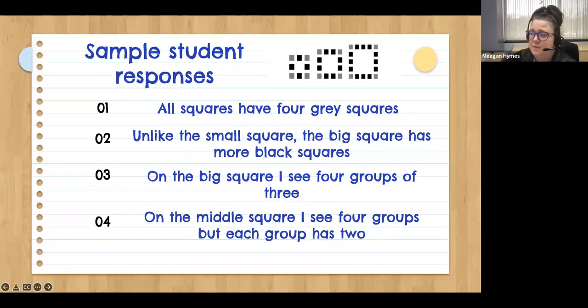Here's some sample student responses to these 3 squares. One of my favorites is on the big square: I see 4 groups of 3. Which was great, because the student who shared that was really struggling, not only with language, but also with math. But the fact that they were able to come up with this, like, oh, on that big square, I see 4 groups of 3. Do you have any idea what you just described? So from simple things can come big success, I think.